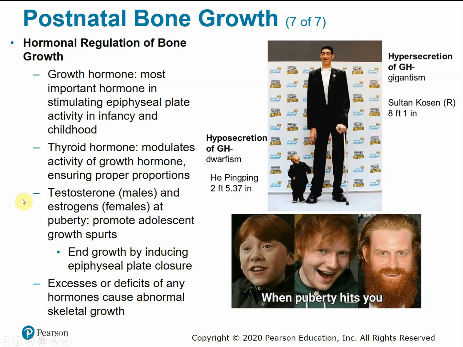Sex hormones such as testosterone in males, estrogen in females during puberty can also promote adolescent growth spurts. They also can trigger the end of growth by inducing the closure of the epiphyseal plate. So just like everything in the body, we want everything to be within those homeostatic ranges, maintain that balance. So any excess or deficits of these hormones can cause an abnormal skeletal growth. So if someone has a hyposecretion of growth hormone, meaning they don't produce enough, that could lead to a pituitary dwarfism, as opposed to a hypersecretion, so we have too much growth hormone, can lead to gigantism.